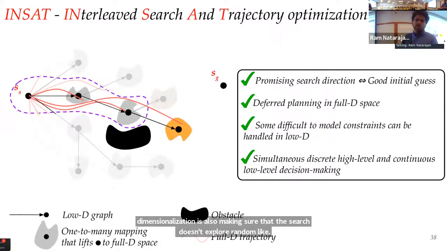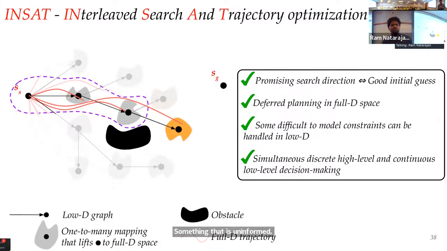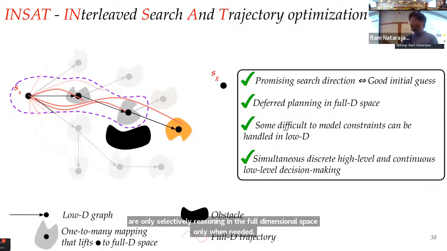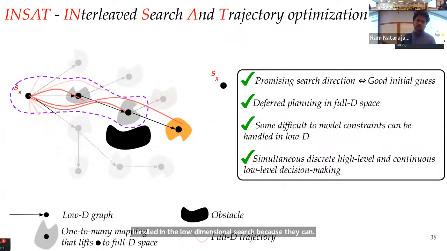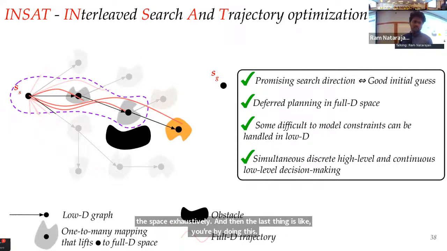The second thing is, we are not doing this planning in the full dimensional space. We are deferring, and we are only selectively reasoning in the full dimensional space only when needed. And some difficult to model constraints can be handled in the low dimensional search because they can explore the space exhaustively. And then the last thing is, by doing this, you're doing simultaneous decision making in both these spaces.